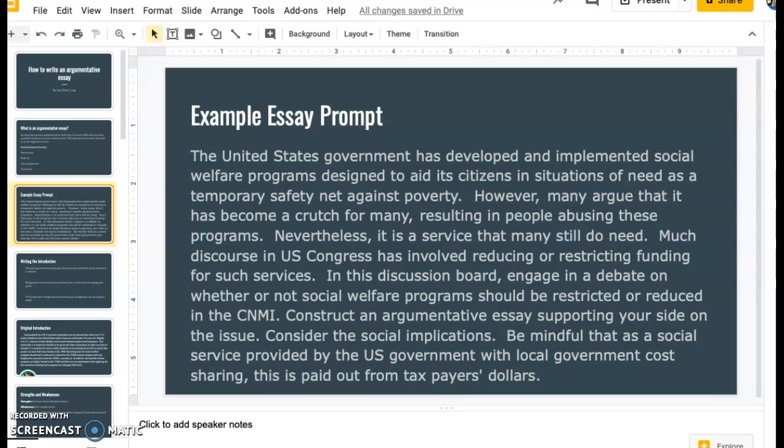Much discourse in U.S. Congress has involved reducing or restricting funding for such services. In this discussion board, engage in a debate on whether or not social welfare programs should be restricted or reduced in the CNMI. Construct an argumentative essay supporting your side on the issue. Consider the social implications. Be mindful that as a social service provided by the U.S. government with local government cost sharing, this is paid out from taxpayers' dollars.